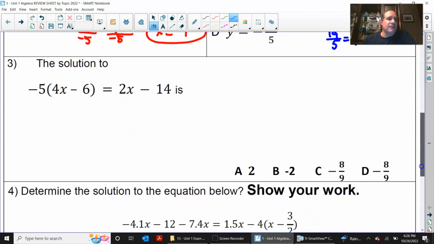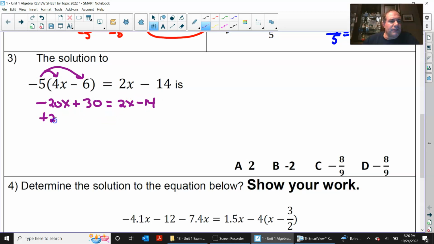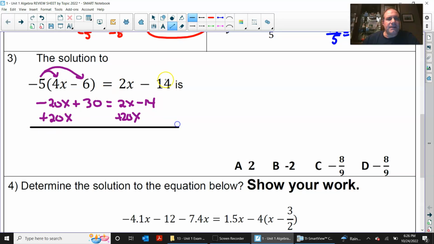Number 3, keeping with the solving equations format here, this topic, we're going to do distributive property. Negative 5 times negative 4 is negative 20x. Negative 5 times negative 6 is a positive 30. Equals 2x minus 14. So I'm just going to bring over the negative 20x, and I'm going to add 20x on both sides. The reason why I'm doing that is to keep everything in the positive.